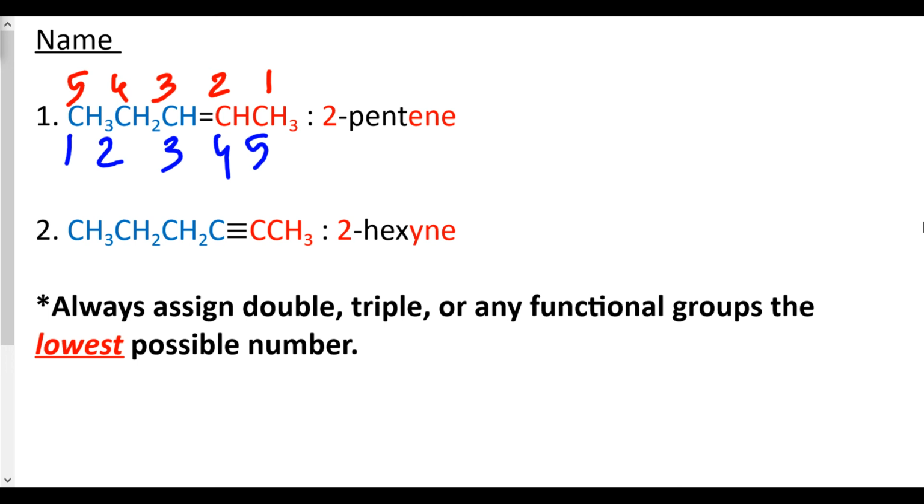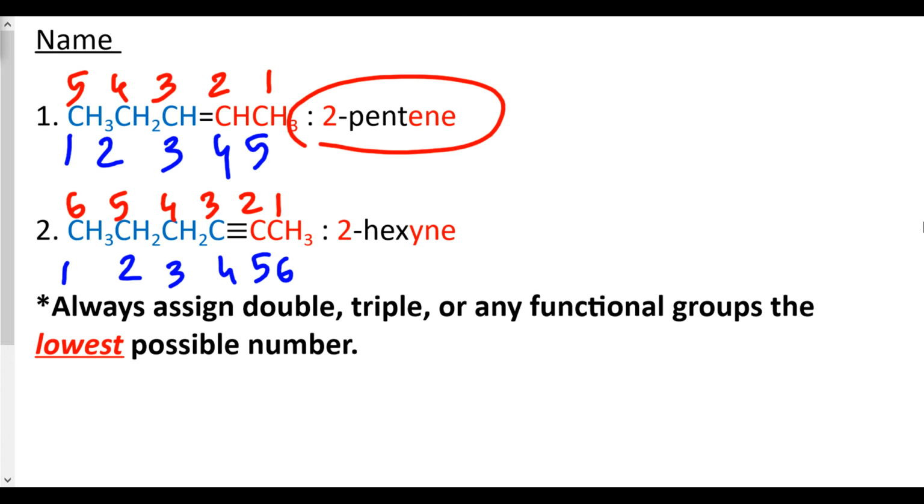Again, for the example given in this slide, if you count it from right to left, you would get 2-pentene, versus if you count it from left to right, you would get 3-pentene. So you have to go with the lowest possible number, and therefore the correct answer is going to be 2-pentene.